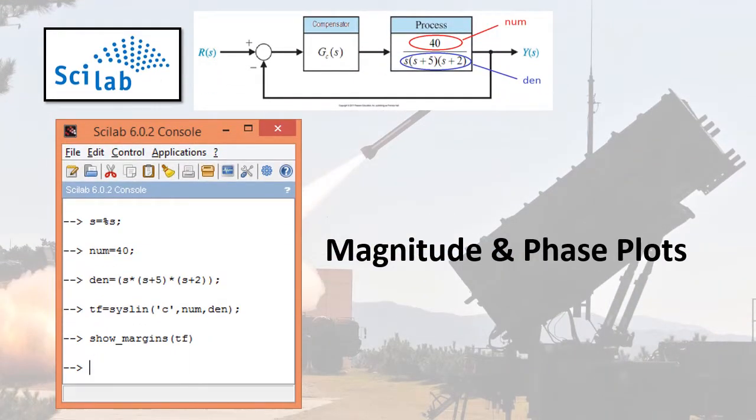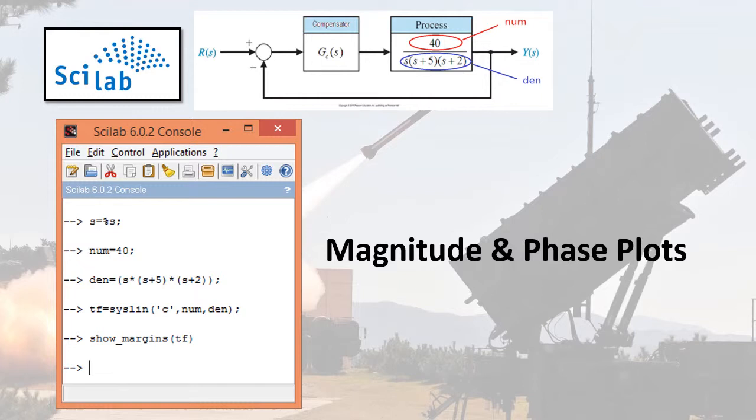Aside from the conventional method of plotting the Bode plot on a semi-log graph, we are going to use Scilab. In the Scilab console, we can start with s equals %s. This is to show that s represents a polynomial form. Then we declare num equals 40, which is the numerator. Then den is the denominator, equal to s times (s plus 5) times (s plus 2). Then we will declare the transfer function.